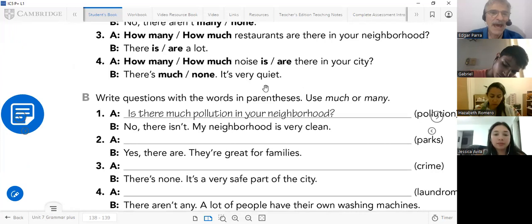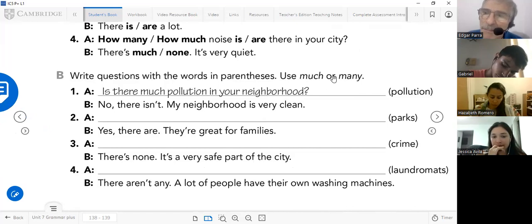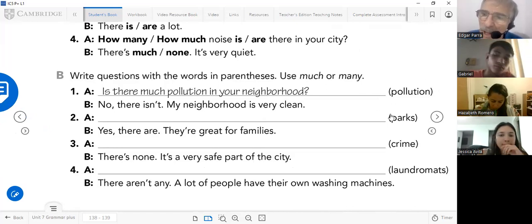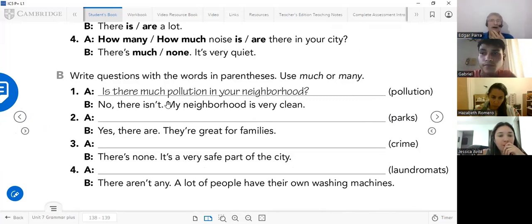You see? Okay, now write these questions with the words in parentheses, and you're going to use much or many according to if it is plural or singular, singular or plural, you're going to tell me. Okay, the first one is going to be done by Hazabeth to Gabo. The first one is an example, just pollution. Is there much? Okay, Hazabeth to Gabo. Hazabeth, ask a question. Gabo, you answer. Okay, Hazabeth, do it. Is there much pollution in your neighborhood? No, there isn't. My neighborhood is very clean.